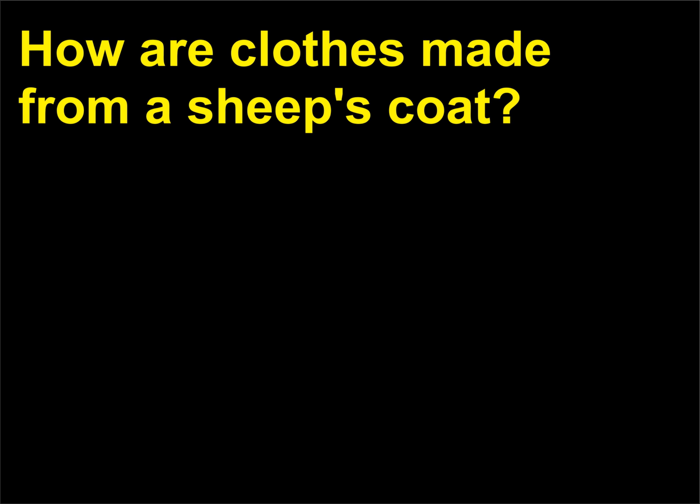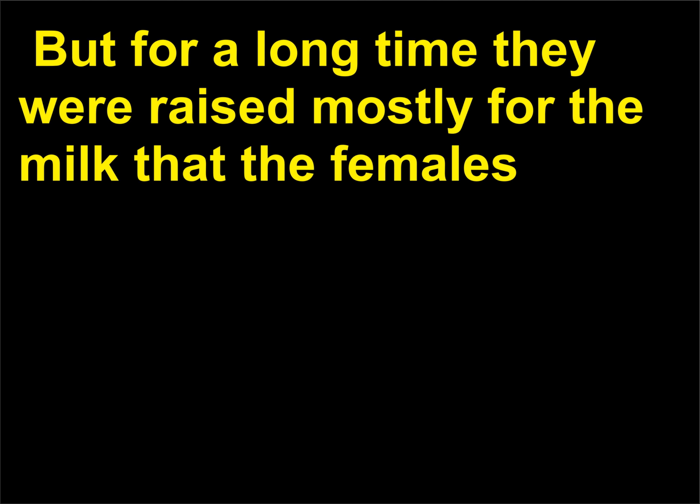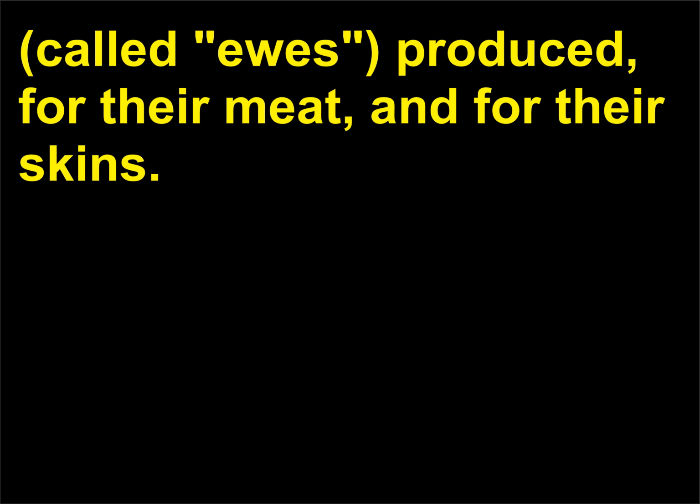How are clothes made from a sheep's coat? Wild sheep were tamed or domesticated about 7,000 years ago. But for a long time they were raised mostly for the milk that the females, called ewes, produced, for their meat, and for their skins.